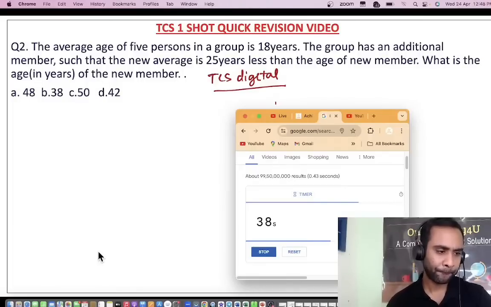Okay. Come on. So 44. 44 is not an option, Sneha. So what is the age of the new member?